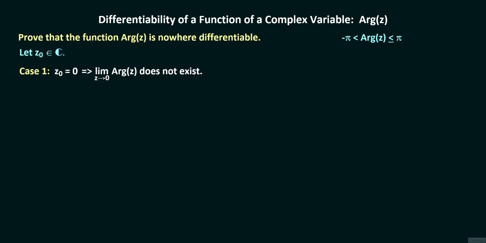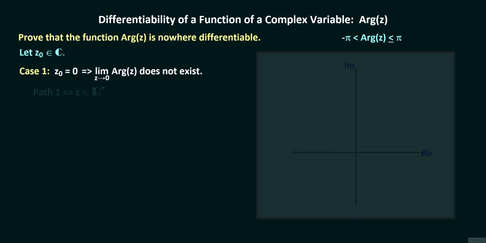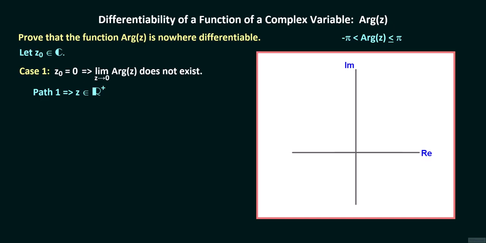We can show that the limit of the principal argument function as z approaches 0 does not exist by finding two different approaches to 0 and showing that the principal argument of z approaches two distinct values along these two paths. We can, for example, approach 0 along the positive real axis as our first path. The principal argument of any complex number on the positive real axis equals 0, so that the argument of z tends to 0 as z approaches 0 along the positive real axis.